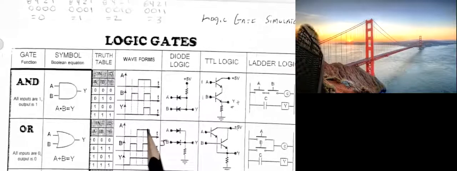Here in the timing diagram, if A is low, B is low, then Y will be low. If A is low, B is high, then Y will be high. And at this instant in time, if A is high, B is low, Y would be high, because we only need one or the other to be high. And if they're both high, A is high, B is high, then Y will be high.